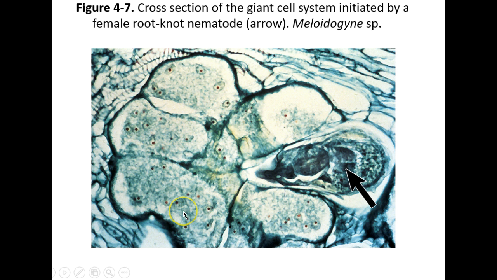And I think the next picture actually shows the cross-section of a giant cell system initiated by the female root knot nematode. Basically, the root knot nematodes are sedentary endoparasites, and these are the second stage juveniles that are penetrating just behind the root cap. And this permanent feeding site is called a giant cell, and it's within a gall. So that's where she actually creates the gall, and it's formed in response to the secretions that are given off by the nematode.